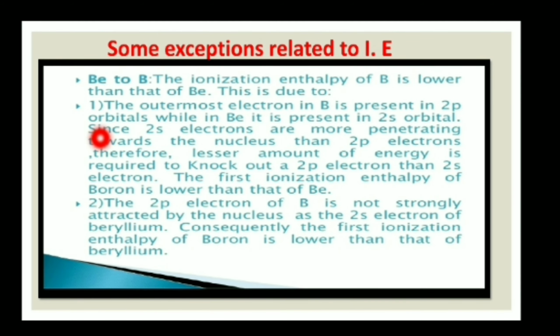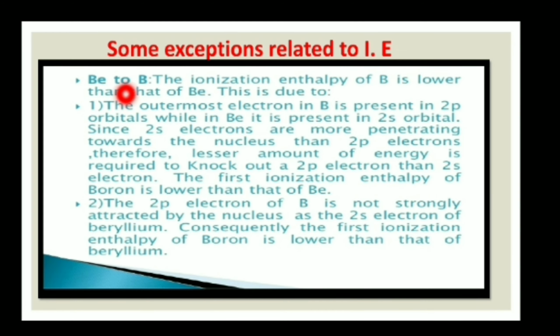Some exceptions related to the ionization energy. See students, here beryllium to boron means hydrogen, helium, lithium, beryllium, boron. Left to right side elements, the ionization enthalpy goes on increasing. Boron should have a higher ionization enthalpy than beryllium, but it is not so. It has some exceptions. What are those exceptions?